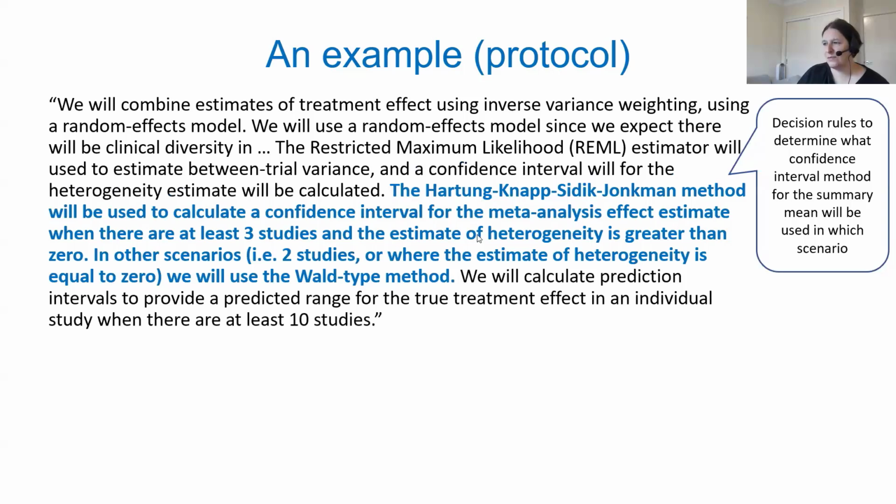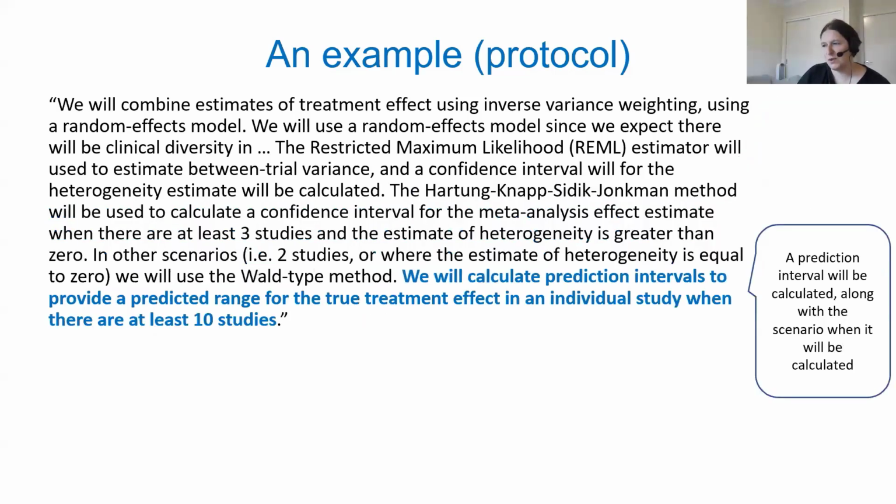And then I think this is the really key part here, which is describing what you're going to do depending on what you estimate. So the Hartung-Knapp-Sidik-Jonkman method will be used to calculate a confidence interval for the meta-analysis effect estimate when there are at least 3 studies and the estimate of heterogeneity is greater than 0. In other scenarios, that is when there are 2 studies or with estimated heterogeneity equal to 0, we will use the Wald-type method. So that really describes the algorithm that RevMan has gone through and where the pop-ups are going to direct you as to which method you should use.